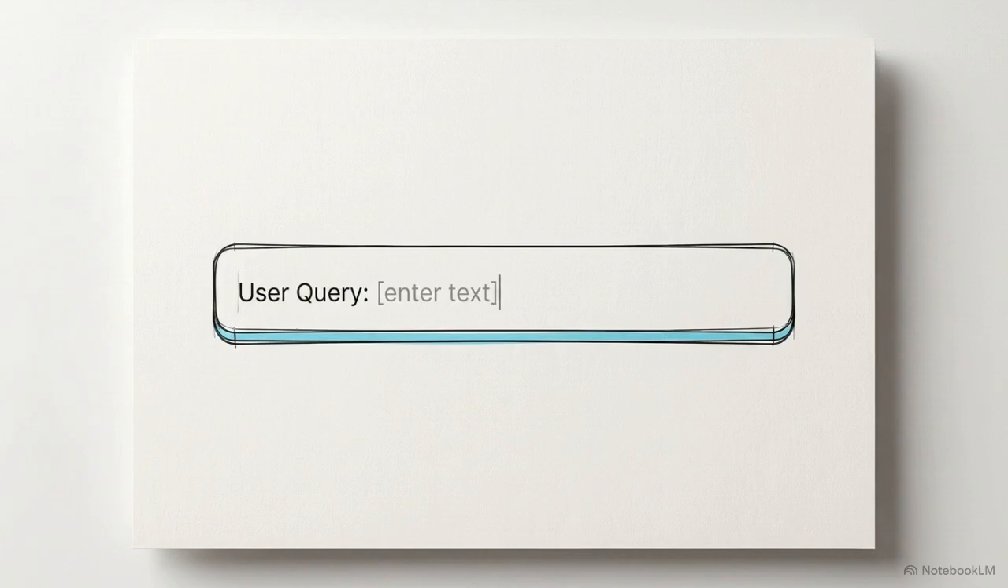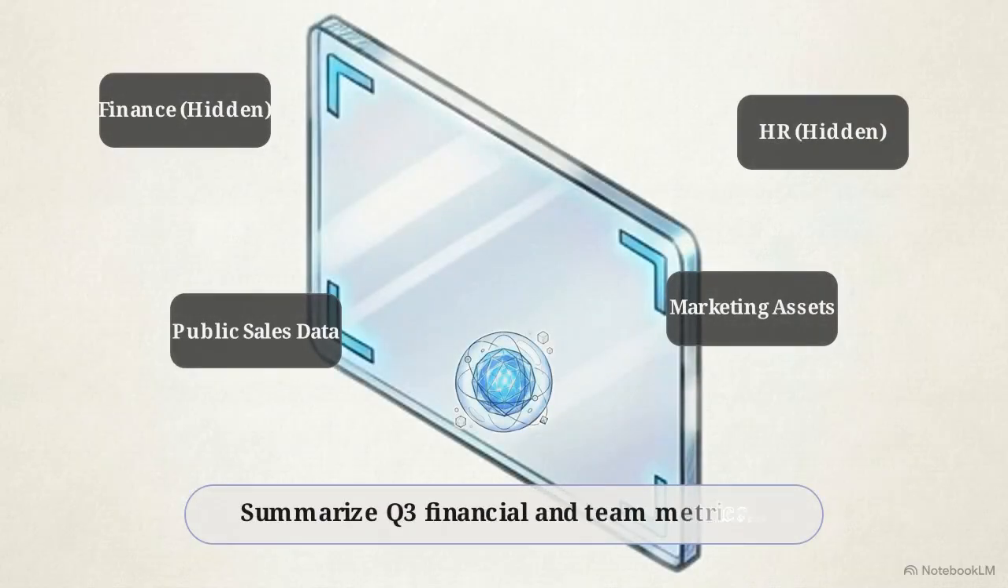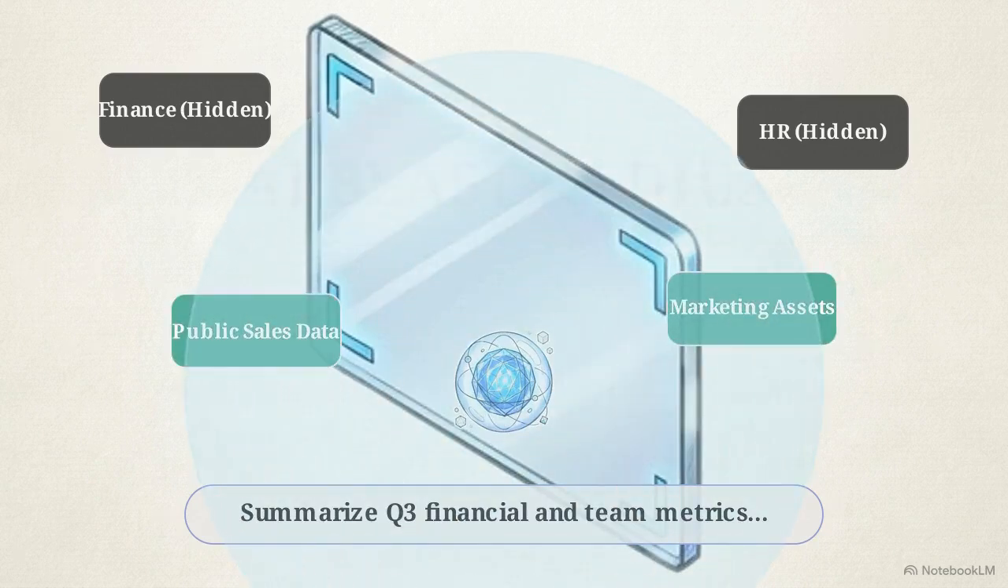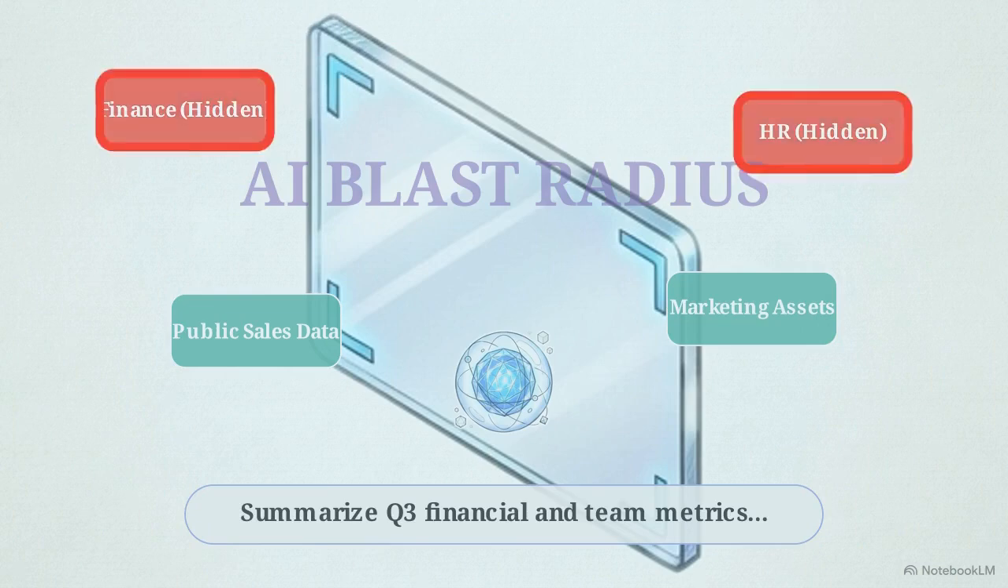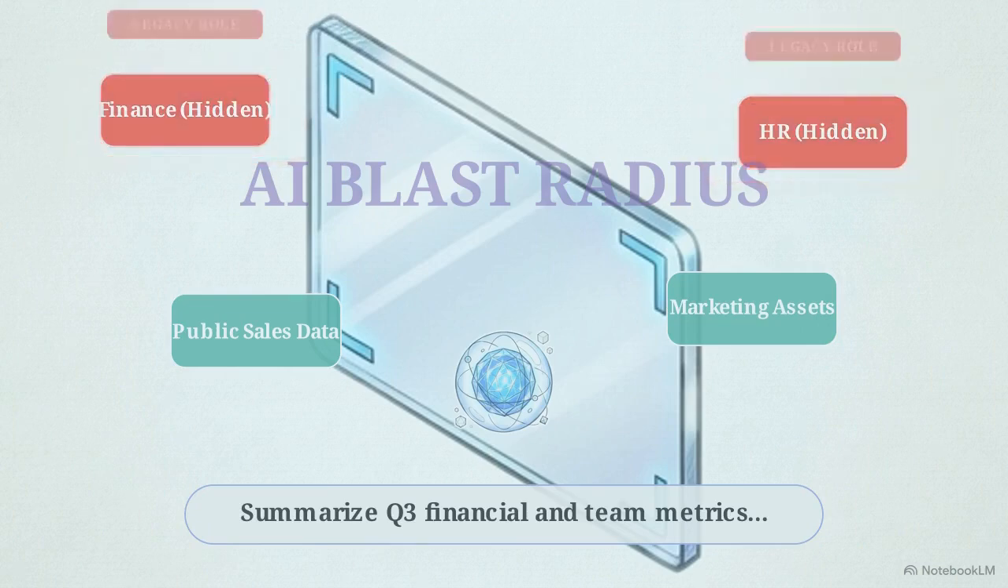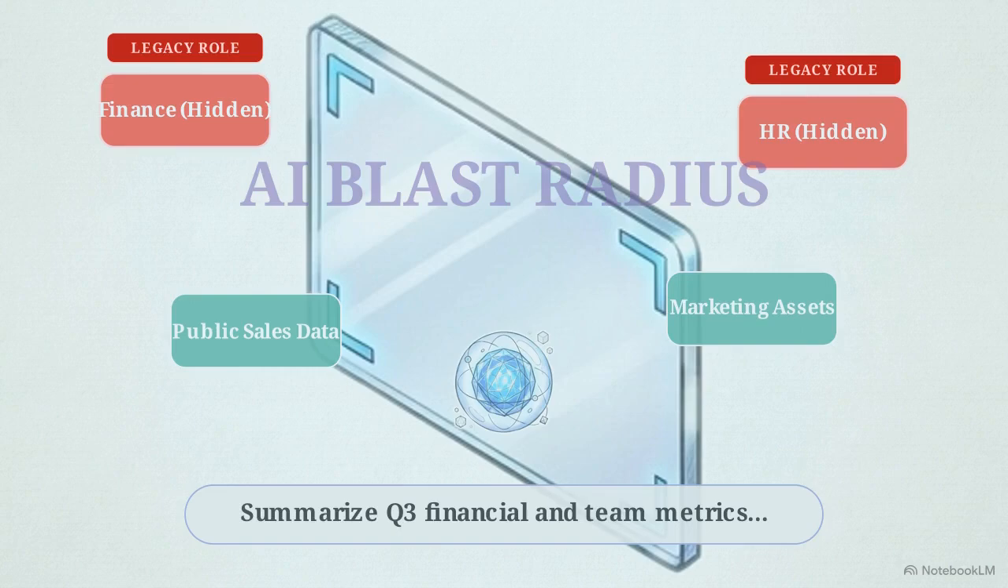This interface represents natural language AI querying. By allowing users to ask direct questions, AI bypasses the traditional friction of manual reporting, making it efficient at exposing hidden governance gaps through a rapidly expanding search radius. We call this the AI blast radius. A simple prompt can unintentionally pull in highly sensitive finance or HR data if legacy security roles aren't tightly restricted.